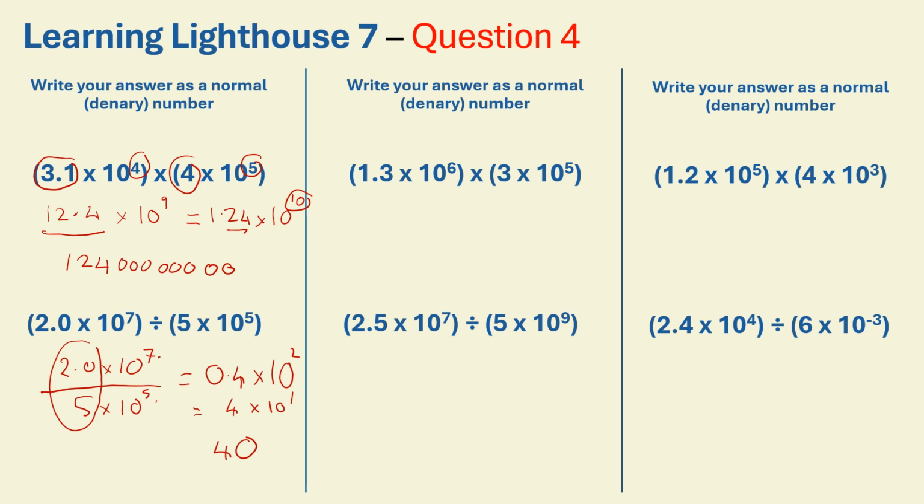Your alternative is to take each of the numbers and just turn them into normal numbers to begin with, but that can take a long time. Try the second column.